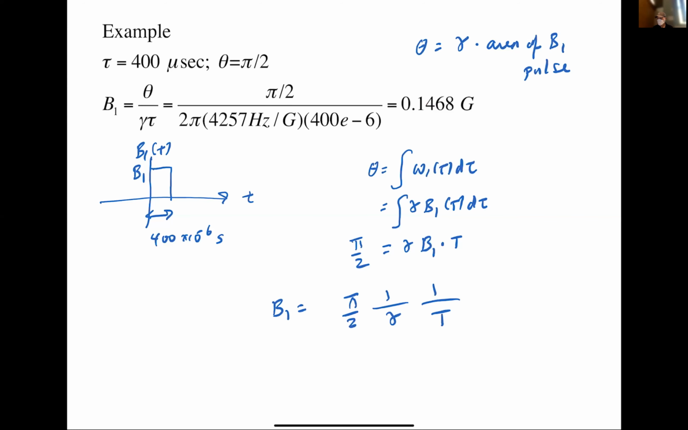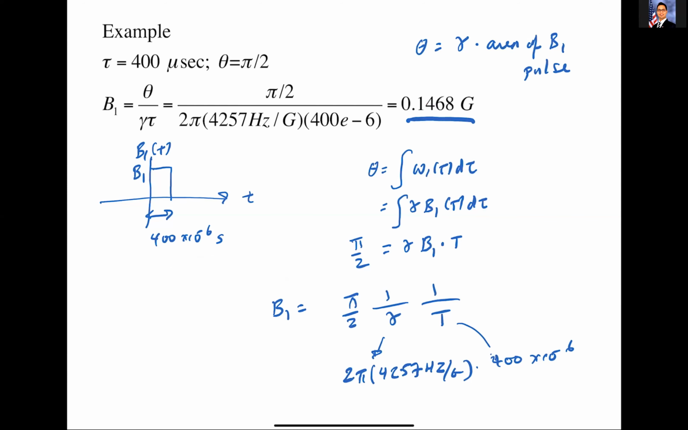So gamma is just 2 pi times 4257 hertz per Gauss, and then the t was just 400 times 10 to the minus 6. So if you plug that all in, you get that this pulse is 0.1468 Gauss. That's the amplitude you need. So we're seeing that that's on the order of the Earth's magnetic field. It's about a third, or a little less than a third of the Earth's magnetic field. So these are very low amplitude pulses that we use.